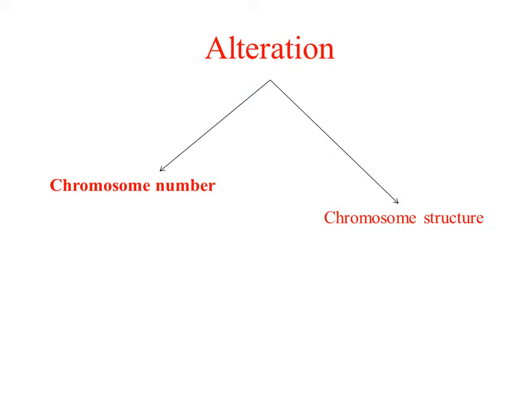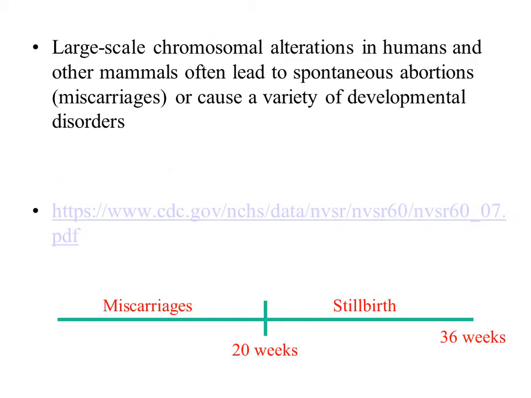Chromosomal abnormalities can be further divided into two categories: chromosome number alteration and chromosome structure alteration. Large-scale chromosomal alterations in humans and other mammals often lead to spontaneous abortions, which are also called miscarriages, or can cause a variety of developmental disorders.